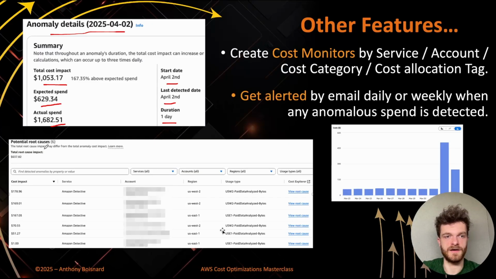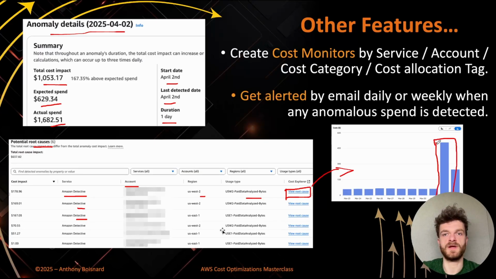And you can see here the potential root causes. So you have your service, Detective here, and for each one of them, the account, the region, and the usage type. If you click on Cost Explorer here, you can go directly to this graph in Cost Explorer. And you can see that there is a spike here on 1st April.